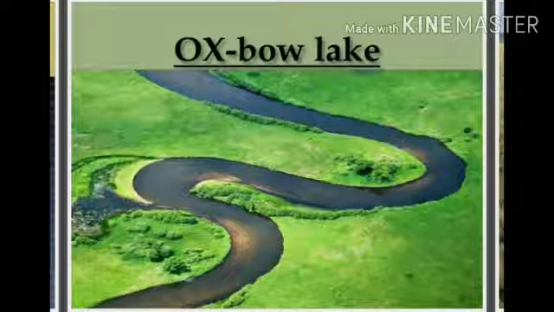Now let's move to the third feature of the river, the oxbow lake. Due to continuous erosion and deposition along the sides of meanders, the ends of the meander loop come closer and closer. In due course of time, the meander loop cuts off from the river and forms a cut-off lake, which is also called an oxbow lake.